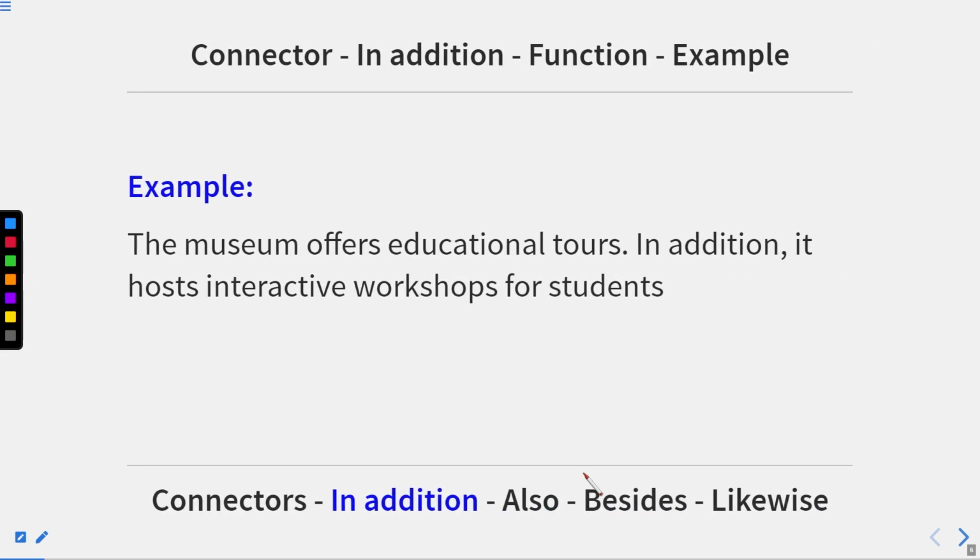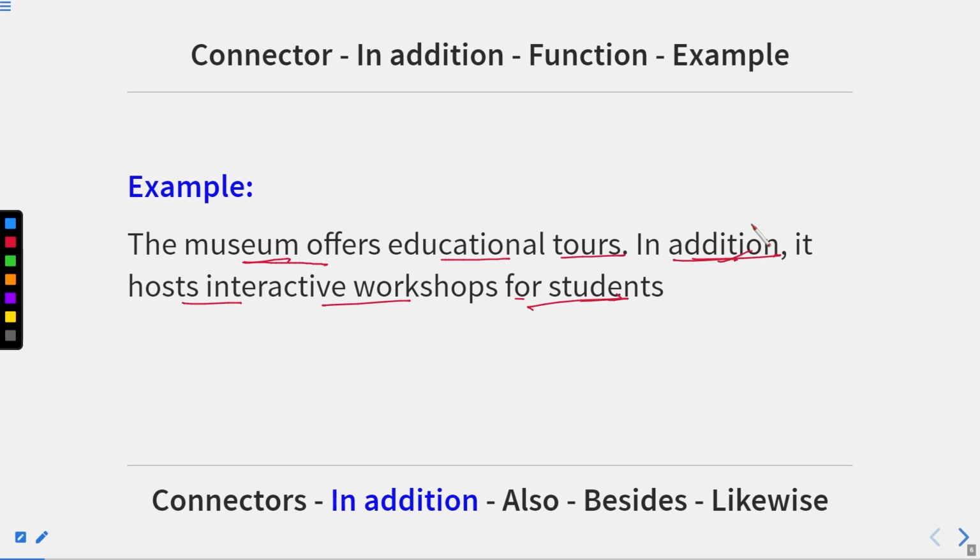Now let us have some more examples. The museum offers educational tours. So this is some information which is given to us about the museum. Now, in addition, it hosts interactive workshops for students. So this is extra information about the museum. First of all, we are defining the museum, and after that, we are adding some more information about the museum in our next statement, which we have introduced with the use of in addition.